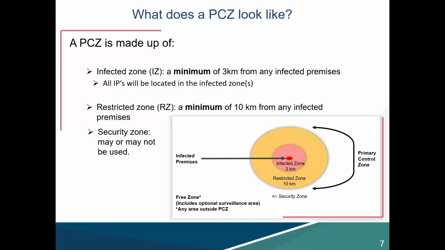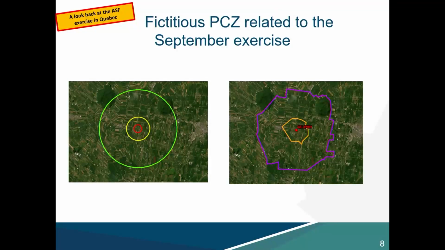And so when we say that we're in a PCZ, we're within these zones, the infected zone and the restricted zone. If you're in one or the other, you're still in a primary control zone. Everything which is white around the yellow circle is the free zone where there's no disease.